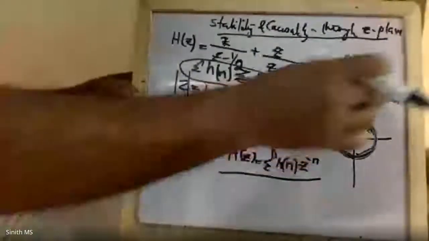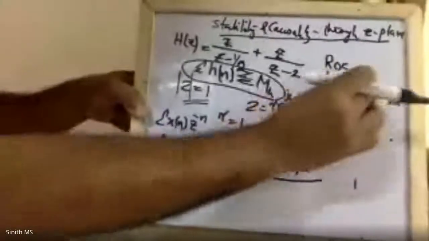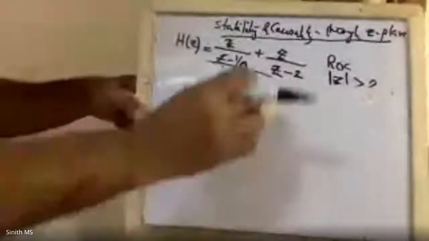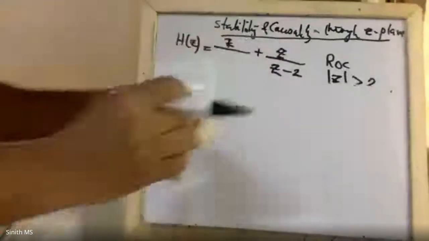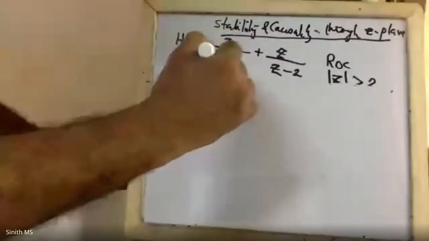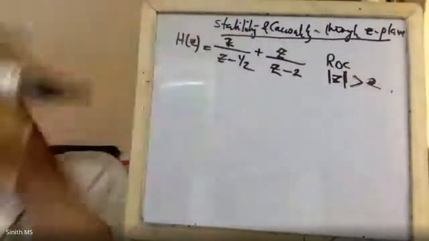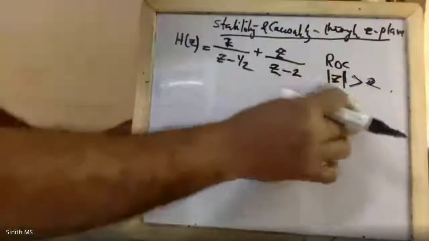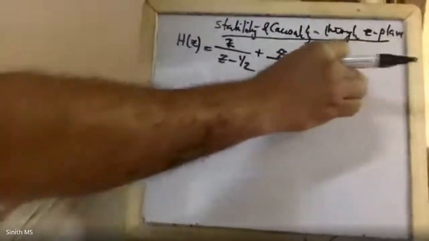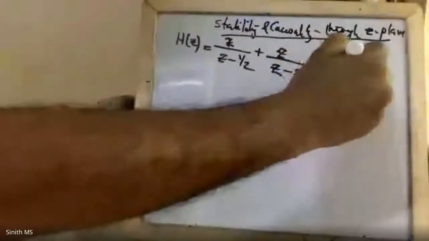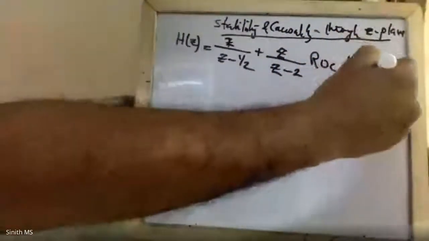So now coming back, you have this (z minus half) with |z| greater than 2. Let us change this ROC a little bit. Suppose that the ROC is |z| less than half.